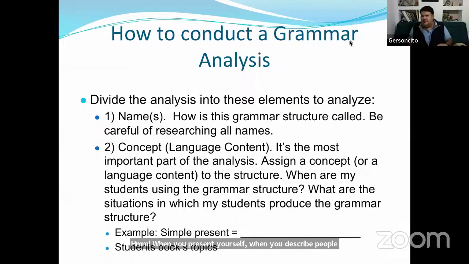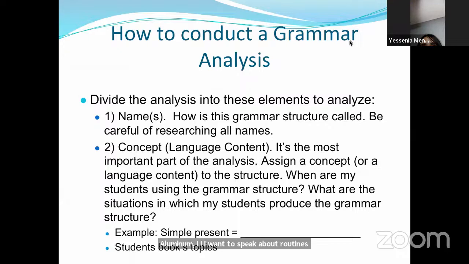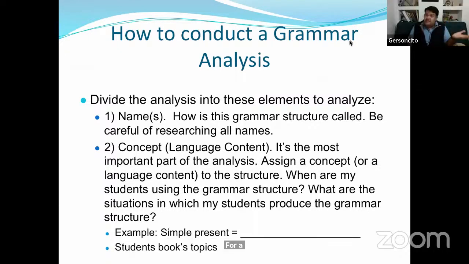A lo mejor Madrid dice, no, I want to speak about routines. For example, a bibliography. Yes, of course. All of that is, yes, very good, Yesenia, all of that is using simple present. Entonces, eso ayuda al alumno a decir, mira, next time they see a bibliography, or they see a schedule, or whatever they see, they will be able to speak it.